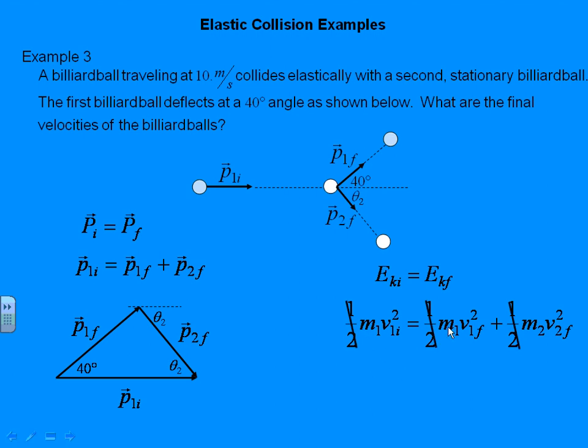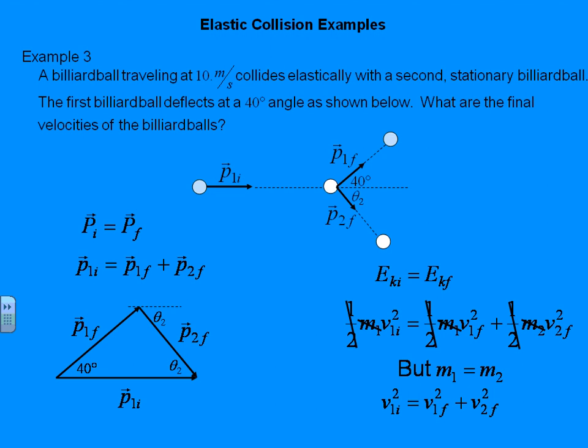And what is true about the mass of billiard balls? Of course, they are the same. And since their masses are the same, the masses cancel. Look what we have left now. We find that the initial velocity squared of the first billiard ball is equal to the sum of the squares of the speeds of the two billiard balls.